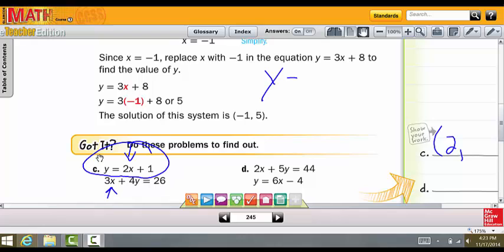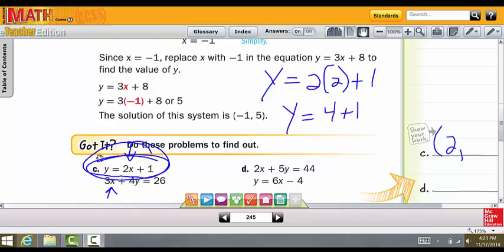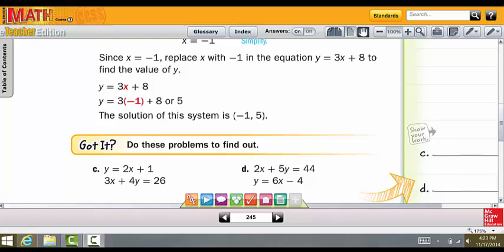So we're going to do y equals 2 times our x quantity, which is also 2, and then plus 1. That was this equation right here. We just plugged in the x value. So we have y equals 4 plus 1, y equals 5. So our solution here is 2, 5. Now let's take a look at letter D. Again, we have y equals this value here, so we can take that value and plug it into this equation.